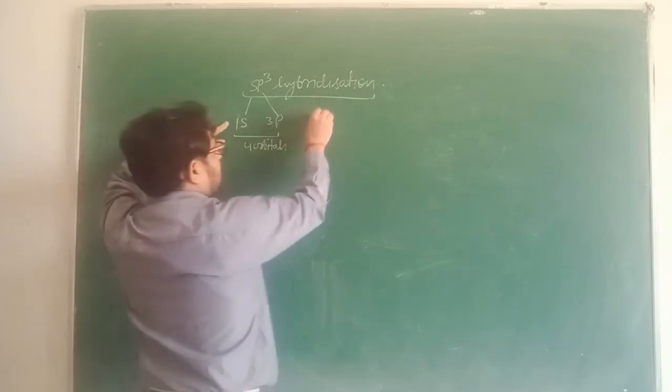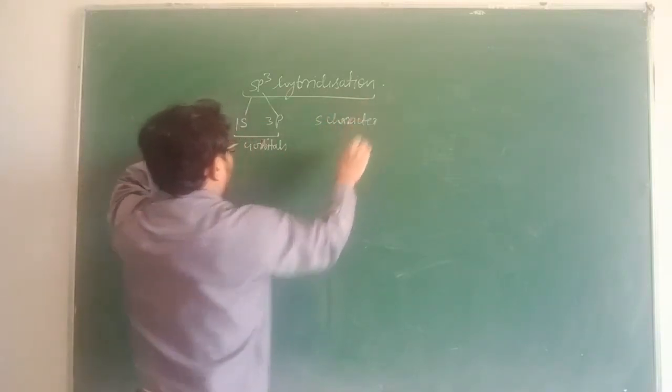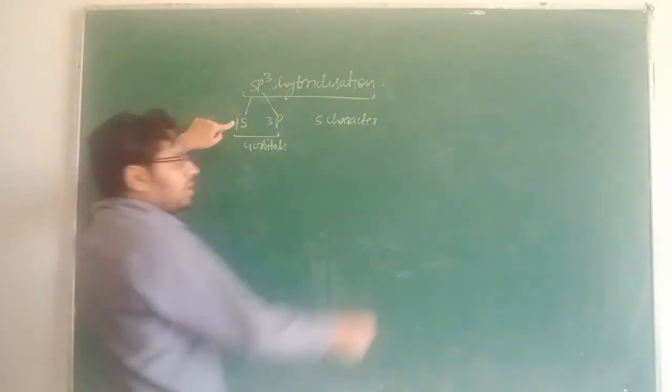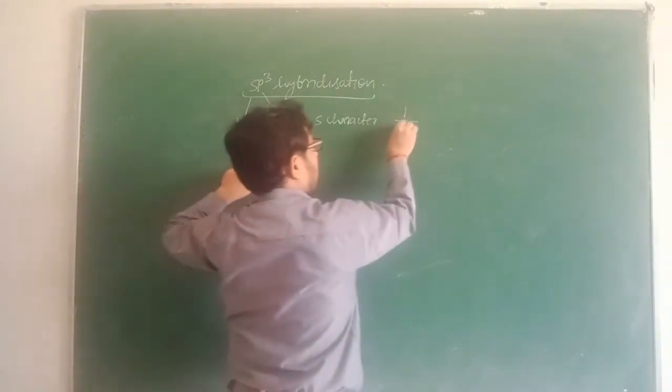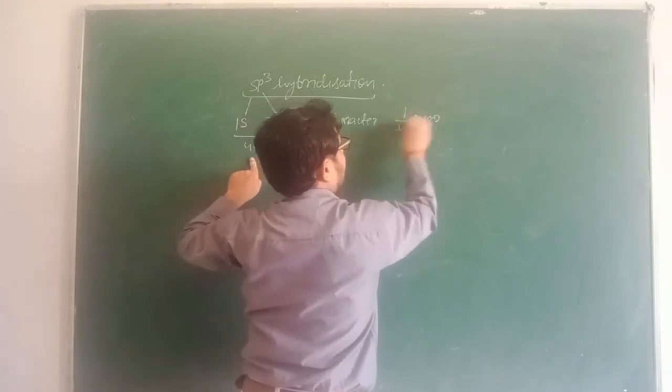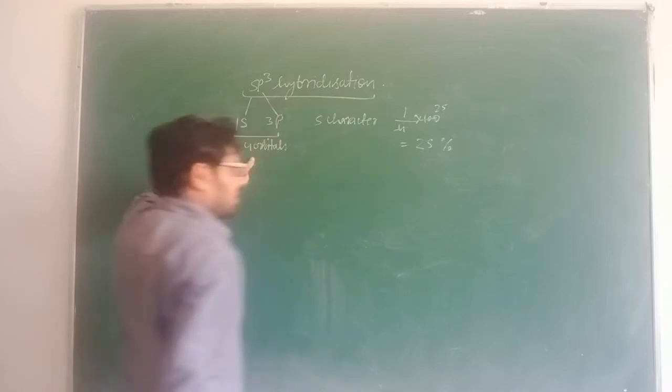If you look at the s character, what is the s character available here? How many s orbitals participate? One. This is 1 upon the total orbitals, 4, multiplied by 100. So this comes to 25. So 25% is the s character available here.